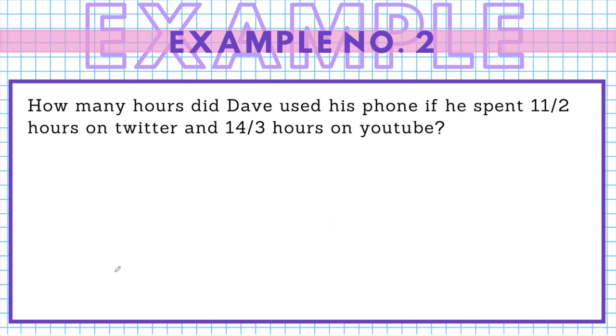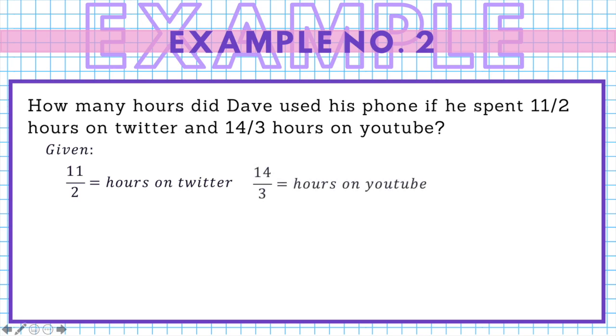For our second example, how many hours did Dave use his phone if he spent 11 over 2 hours on Twitter and 14 over 3 hours on YouTube? Now, our given is 11 over 2 hours on Twitter and 14 over 3 hours on YouTube. To get the total hours that Dave used his phone, the operation included in this problem is of course addition. All we have to do is to add 11 over 2 plus 14 over 3.